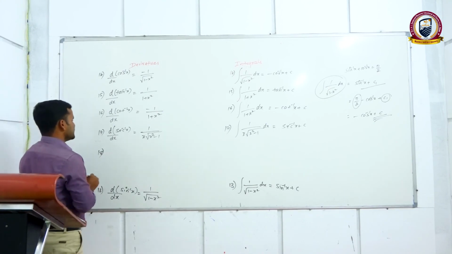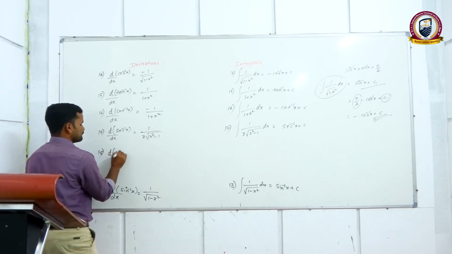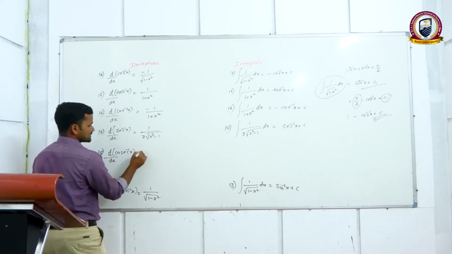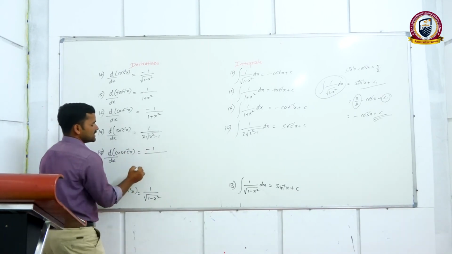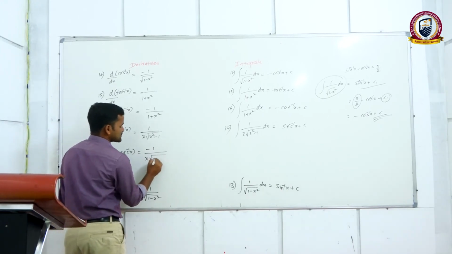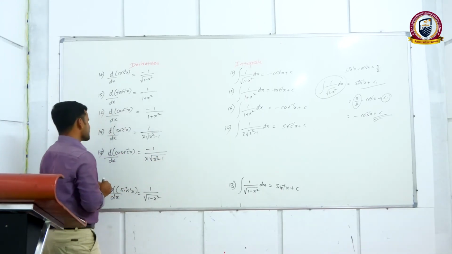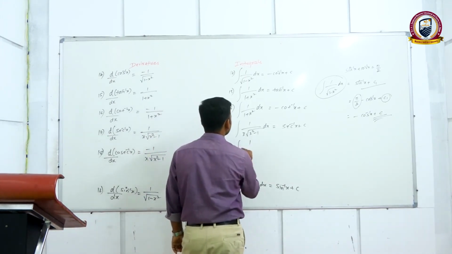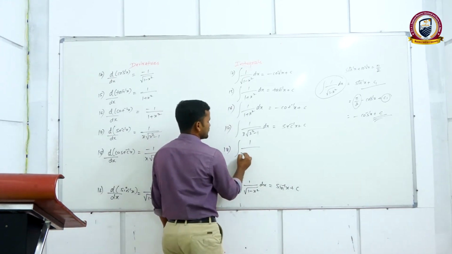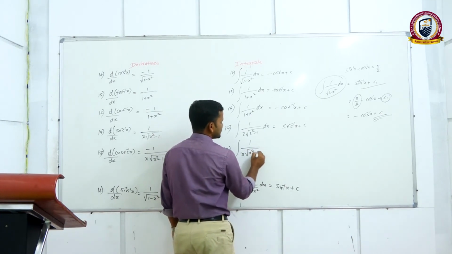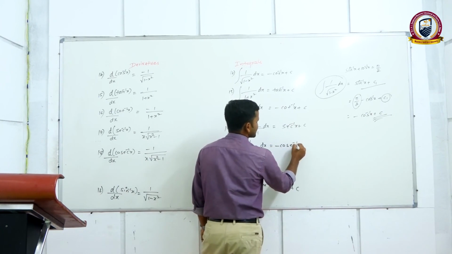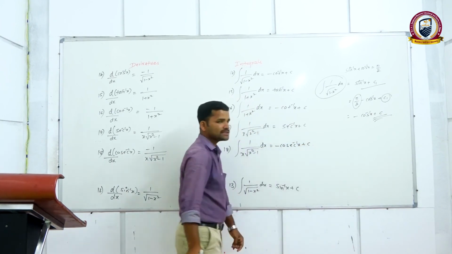Formula number 18, differentiation of cosecant inverse of x with respect to x. We know this as minus 1 by x into square root of x square minus 1. Here again, integral of 1 by x into square root of x square minus 1 with respect to x is equal to, I can write, minus cosecant inverse of x plus c.